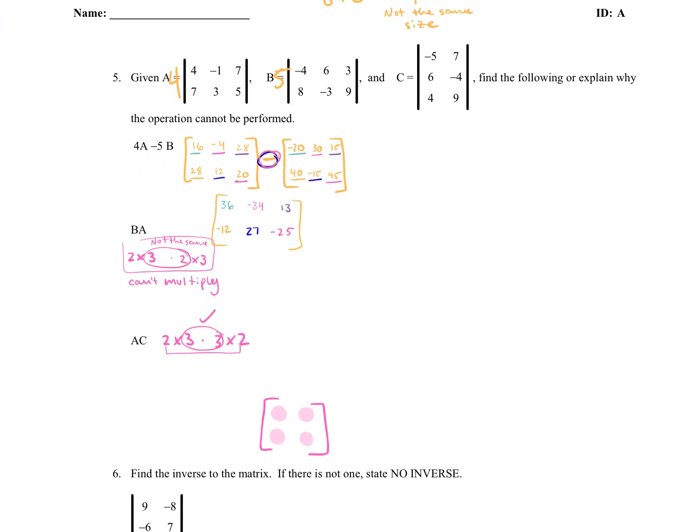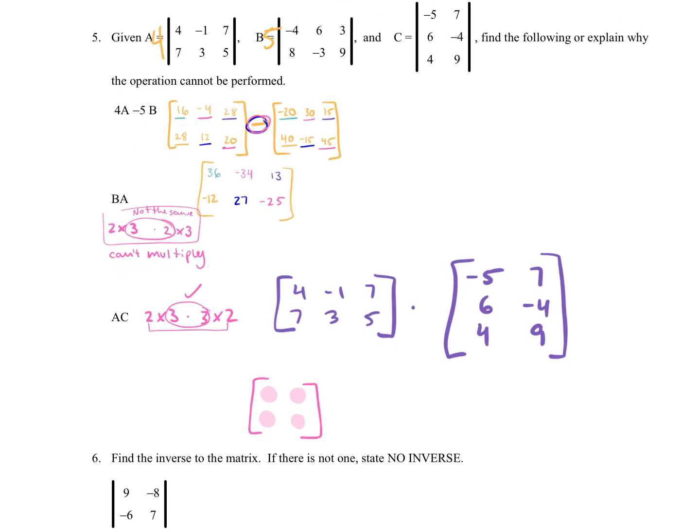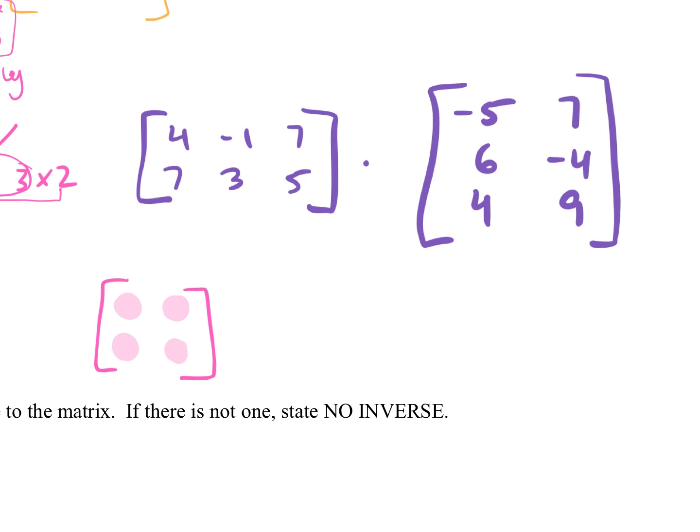I'm also going to rewrite A and C down here just so I can see it a little bit better, to make it easier for us to multiply. So A is 4, negative 1, 7, and 7, 3, 5. And C is negative 5, 6, 4, and 7, negative 4, 9. So in our first matrix, we move in rows. The second matrix, we move in columns. So the order that you multiply matters.